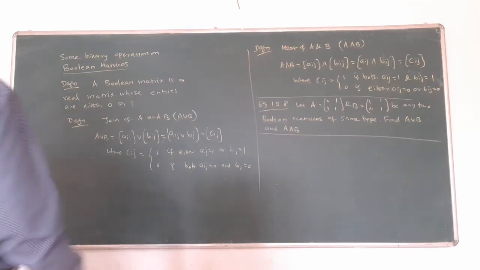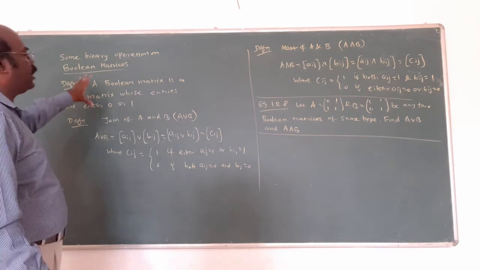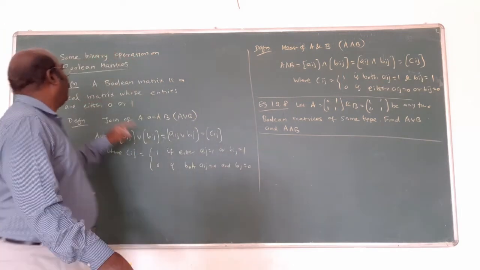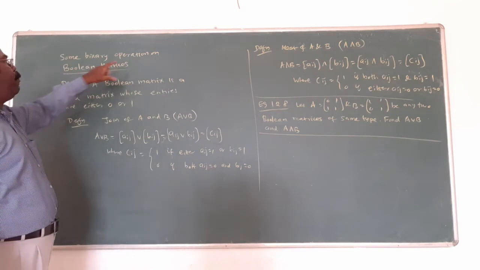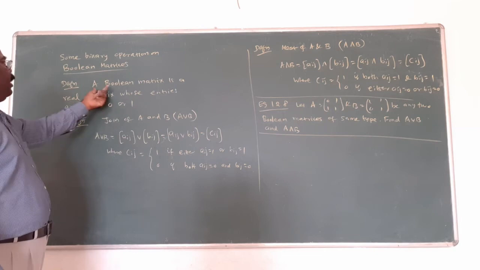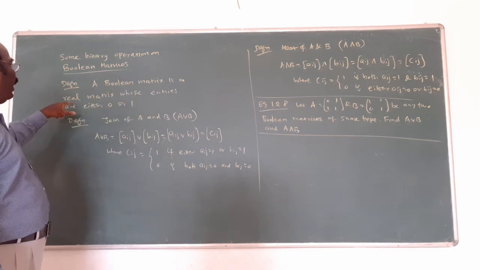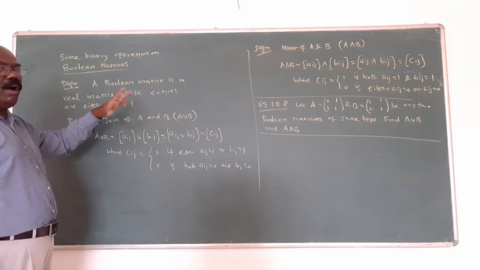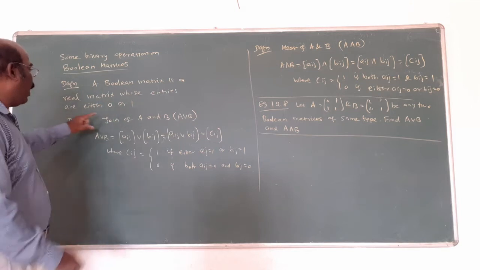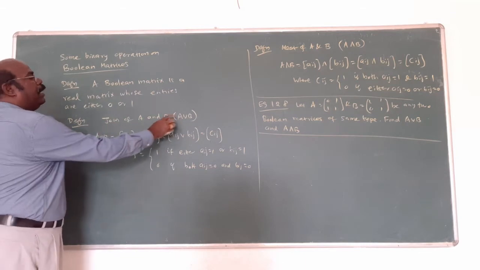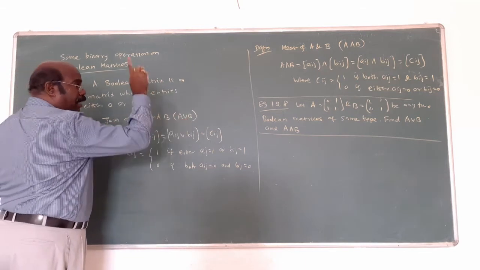The next concept is a new concept. To use this concept, we have exam 1 exercise 2 problem. This is actually some binary operation on Boolean matrices. Definition: a Boolean matrix is a real matrix whose entries are either 0 or 1. Now the join of A and B. Simply this one. This is called what?